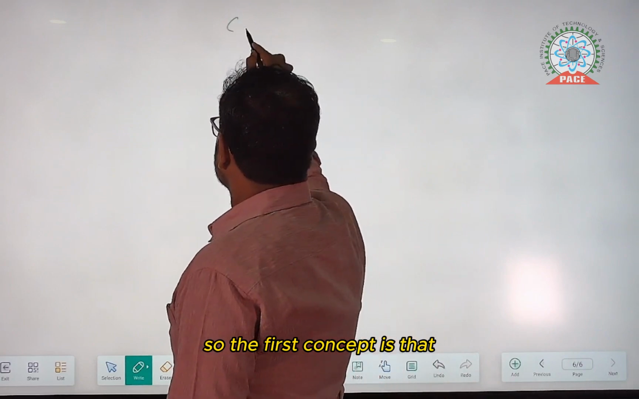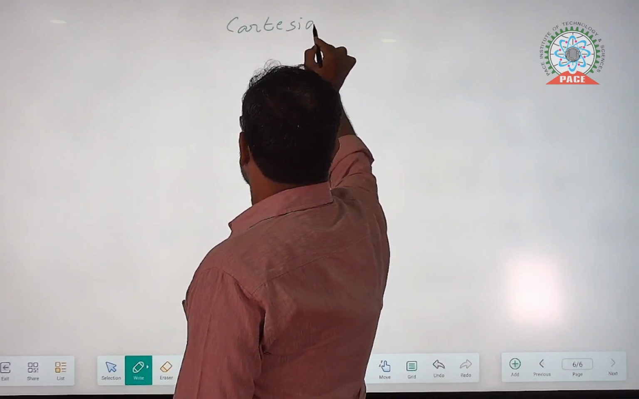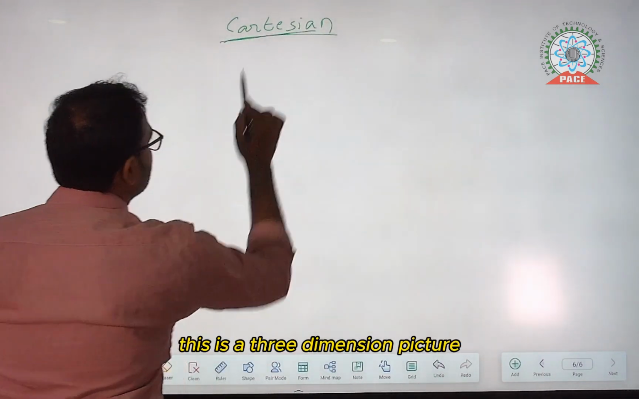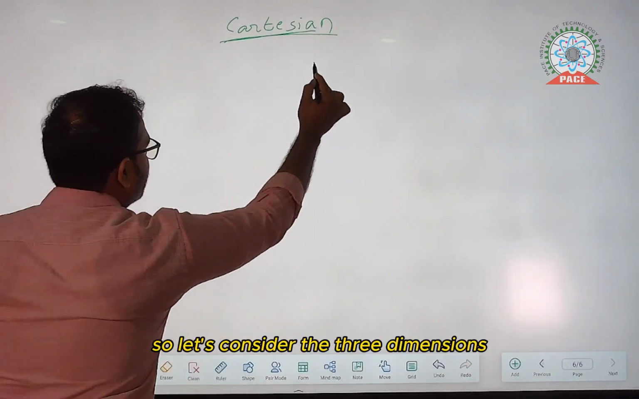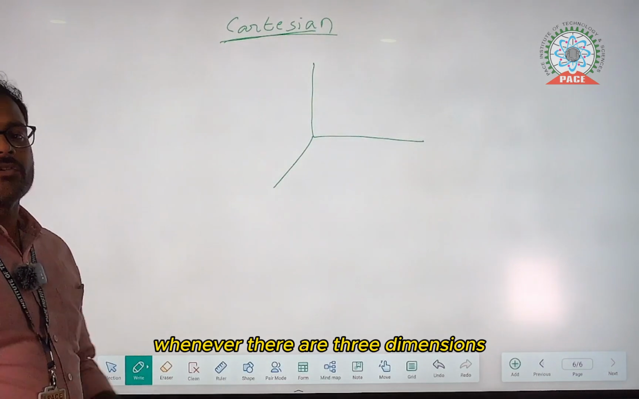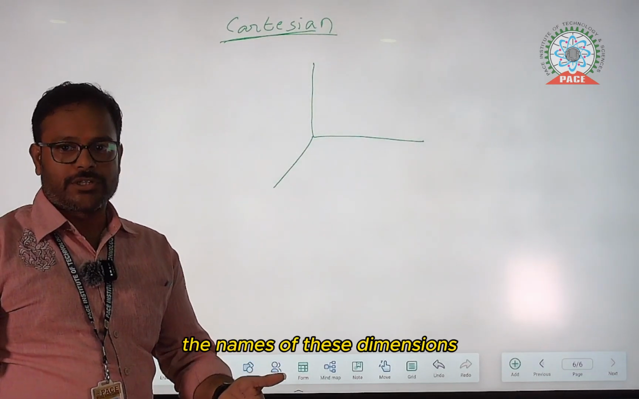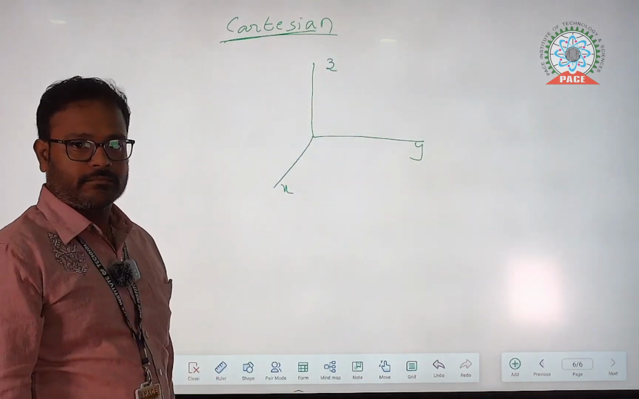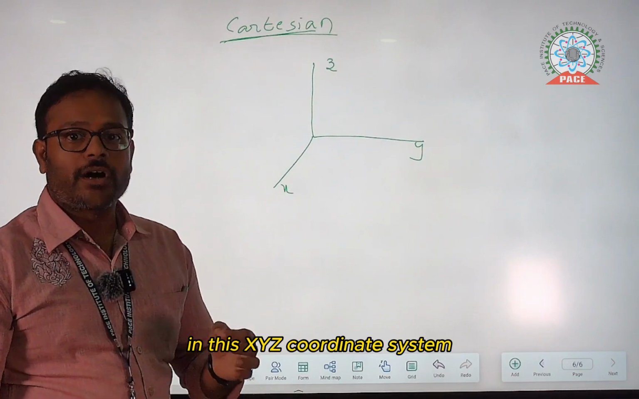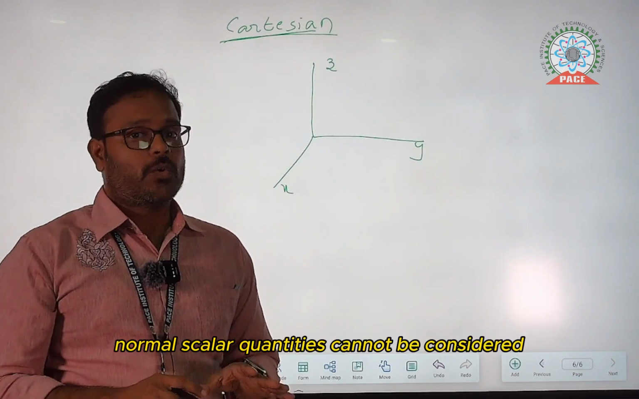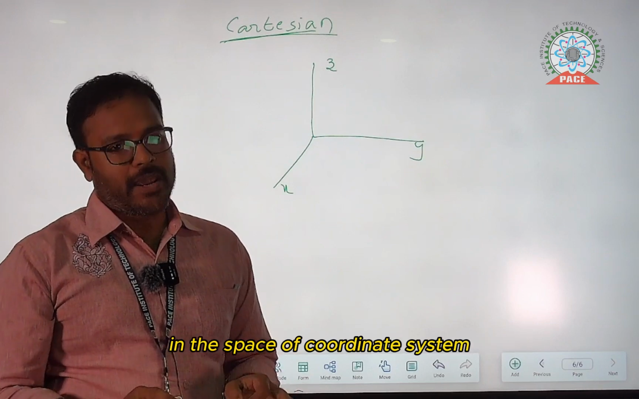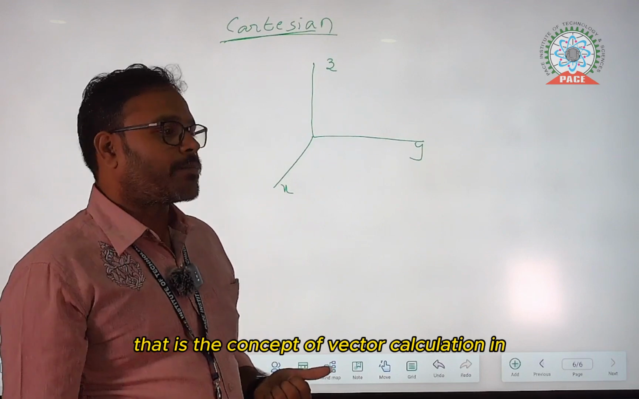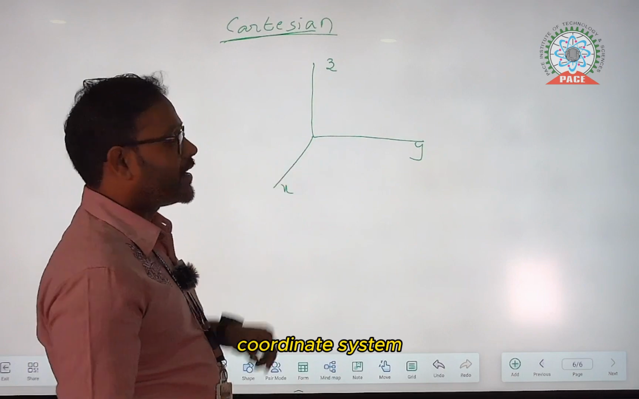So the first concept is the Cartesian. In this Cartesian, we just said that this is a three-dimensional picture. So let's consider the three dimensions. Whenever there are three dimensions, the names of these dimensions are the basic x, y, z. In this x, y, z coordinate system, normal scalar quantities cannot be considered in the space of the coordinate system. We should consider vector quantities. That is the concept of vector calculation in the coordinate system.